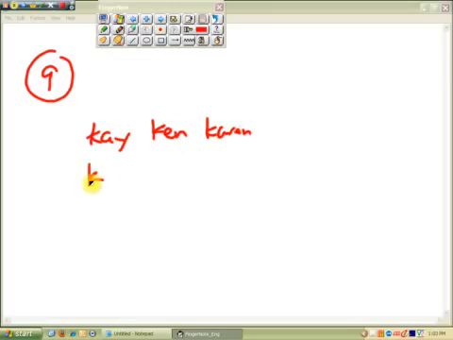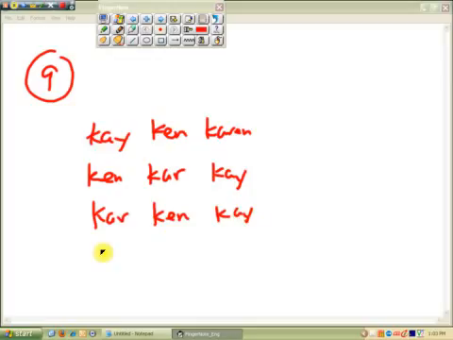Then there's Ken, Karen, and Kay. That's 2. Then it can be Karen, Ken, and Kay. That's 3. And then it can be Kay, Karen, and Ken. So there's only 4 ways that they can sit with Ken and Karen next to each other. And that's what they're asking you. So the answer for number 9 is C.